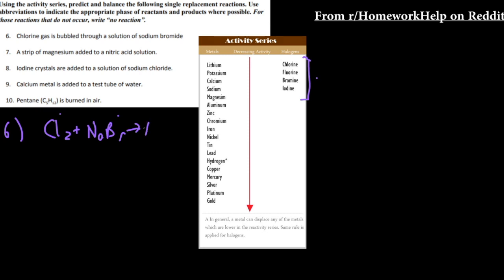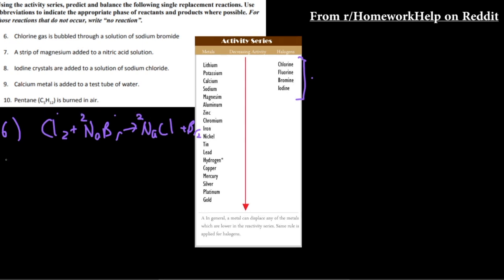So you're going to get NaCl plus Br2. And you're not done yet, because you have to balance your equation. You have 2 chlorines here, 1 chlorine here, so there should be a 2 here. This makes 2 sodium, so 2 here. So now it's balanced. It should be a 1 to 2 to 2 to 1 ratio. Next, we have number 7.